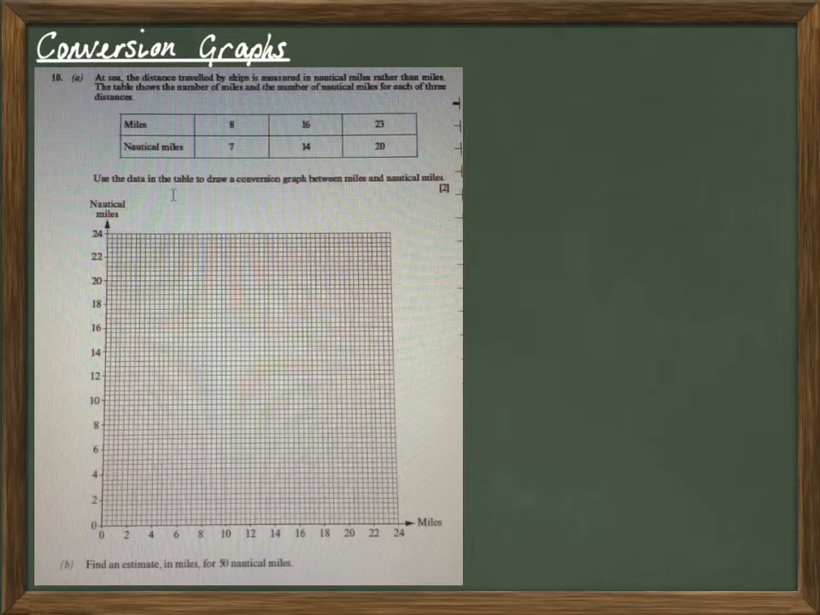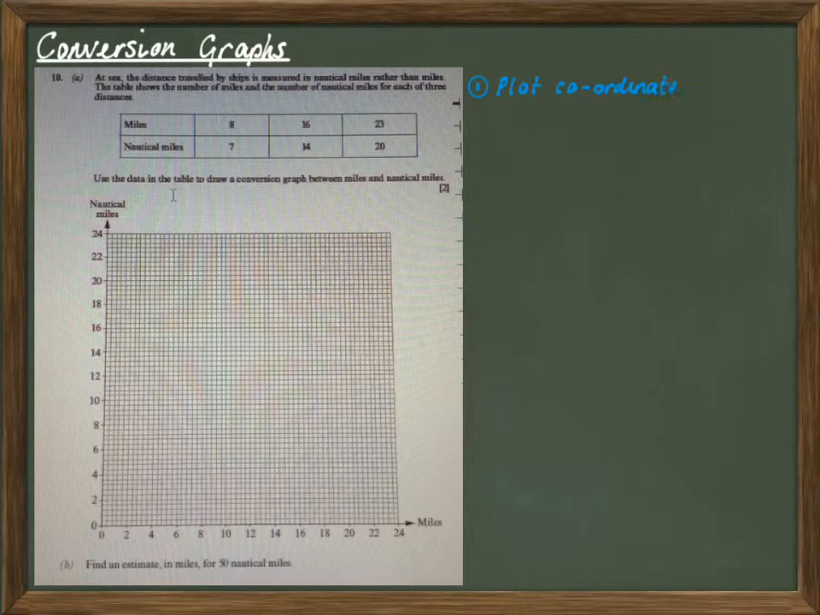So this one says, at sea, the distance travelled by ships is measured in nautical miles rather than miles. The table below shows the number of miles and the number of nautical miles for each of the three distances. So it compares how many miles there are to how many nautical miles. On our y-axis we've got the nautical miles, and on our x-axis we've got the miles. Now part A is to plot the coordinates and then to draw the conversion graph.